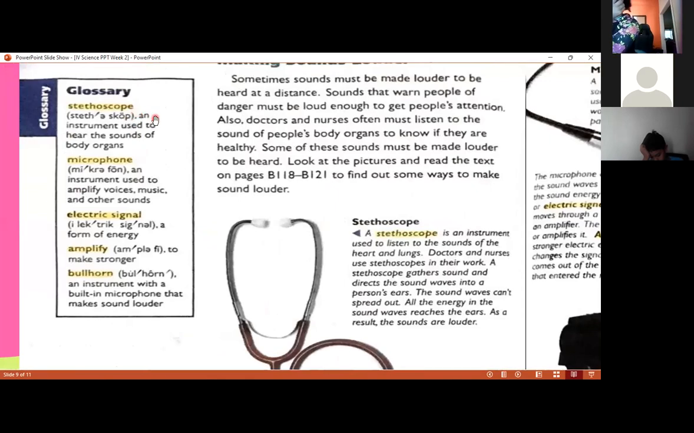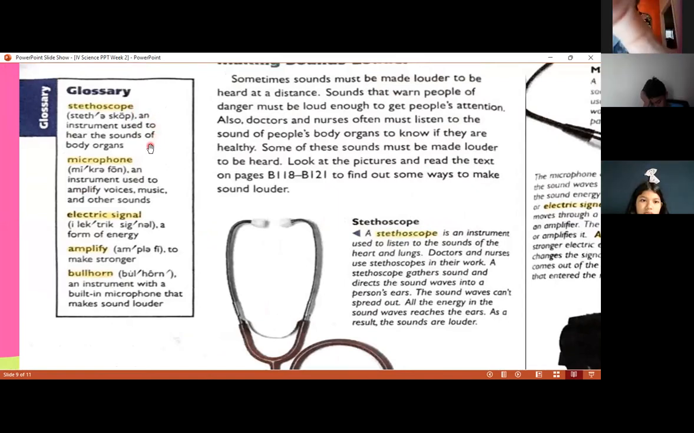Stethoscope: an instrument used to hear the sounds of body organs. Microphone: an instrument used to amplify voices, music, and other sounds. Electric signal: a form of energy. Amplify: to make stronger. Bullhorn: an instrument with a built-in microphone that makes sound louder.